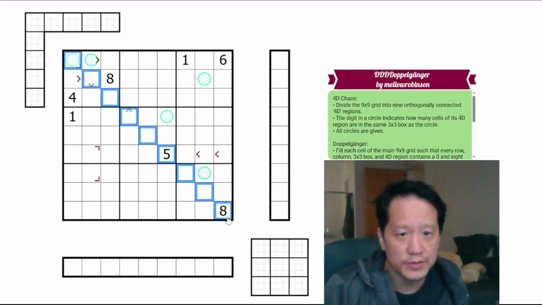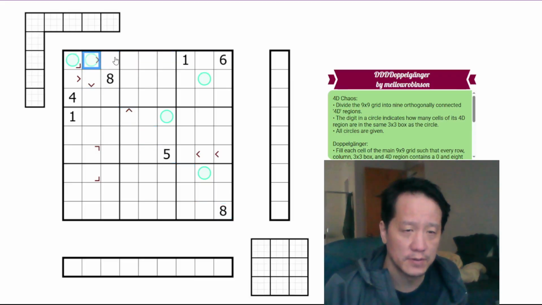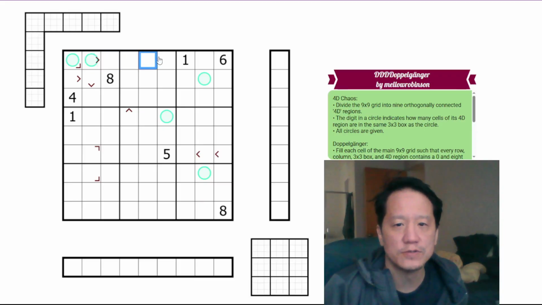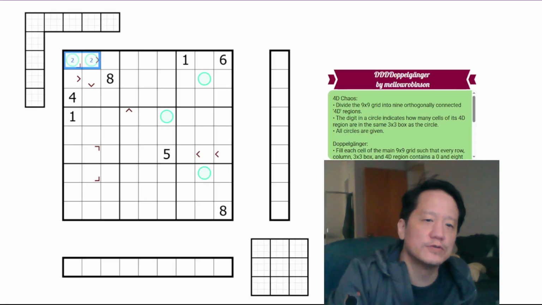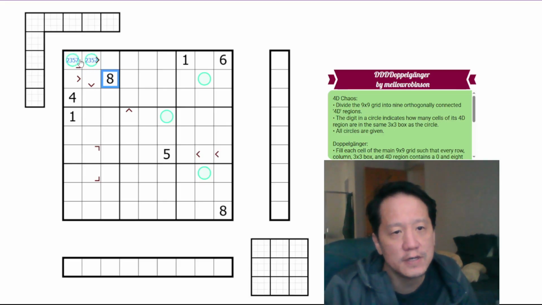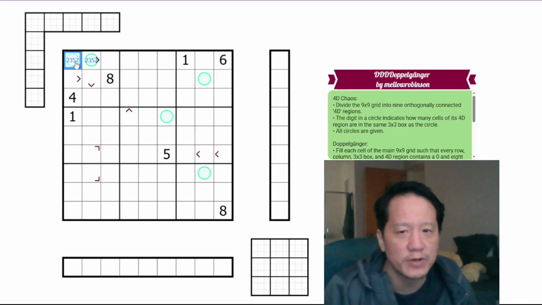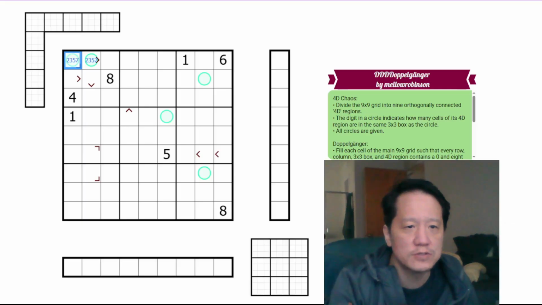Basically, this could be 1 through 8. This could be 1 through 7, because we have 1, 2, 3, 4, 5, 6, 7 that it could be pointing to. So obviously this cannot be 1, 4, or 6. So we have 2, 3, 5, and 7. And again, it cannot be 8. And this cannot have two cells only in the same 3 by 3 box as its region, because the region has to get out. So it cannot be 2.